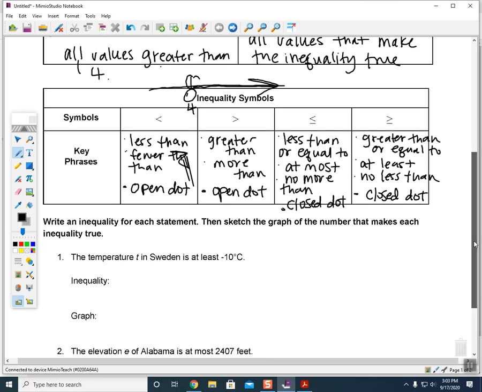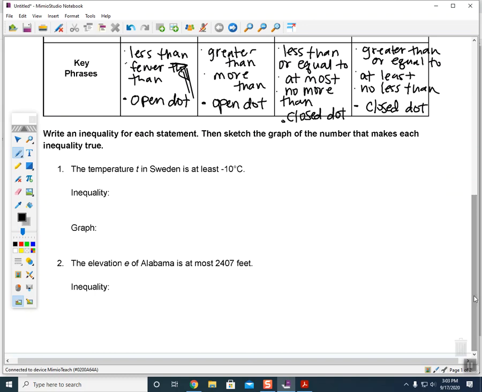All right, we're going to look at a couple examples. So I'm going to write an inequality for each statement and then quickly sketch the graph that makes each inequality true. So the temperature T in Sweden is at least negative 10 degrees Celsius. I'm going to start with my variable, which I know is T. So T is at least, well, if I look up here, at least says that it needs to be greater than or equal to. T is going to be greater than or equal to negative 10.